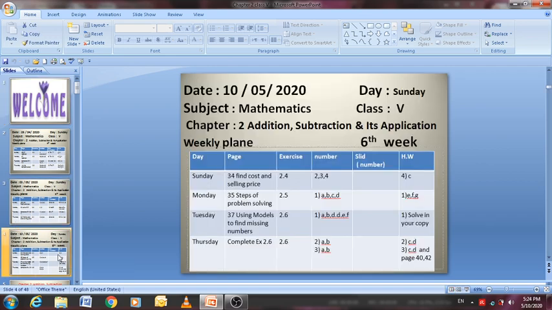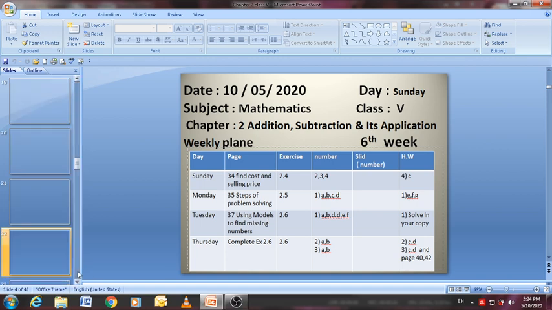Today we will complete our chapter. Today we will take using models for finding missing numbers. Exercise 2.6, and we solve number 1. And you should write all this question again in your copy. This is your homework. Now we will start.